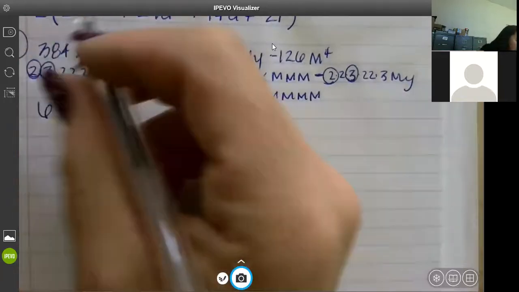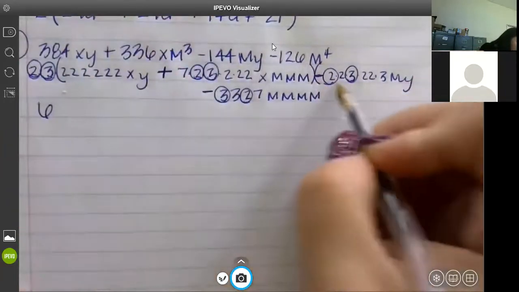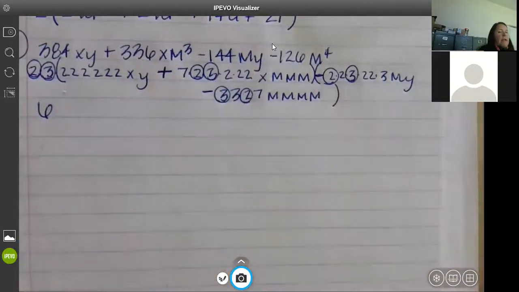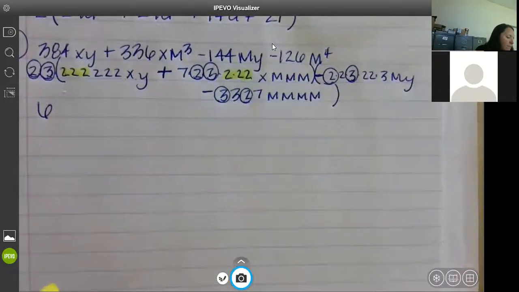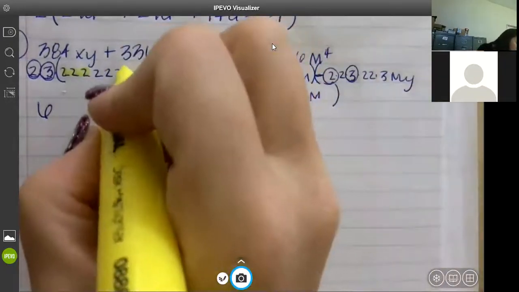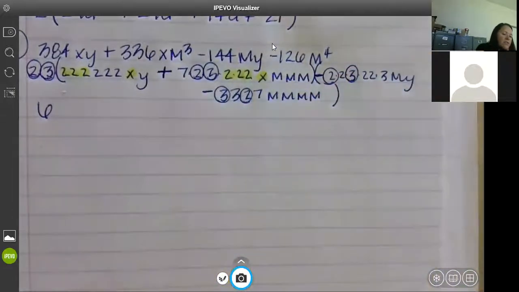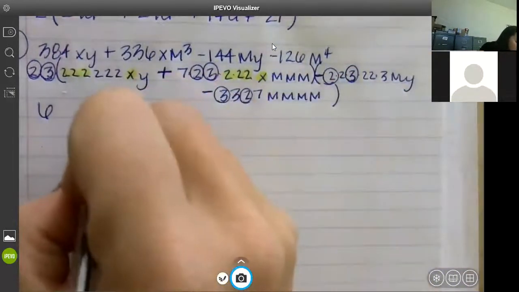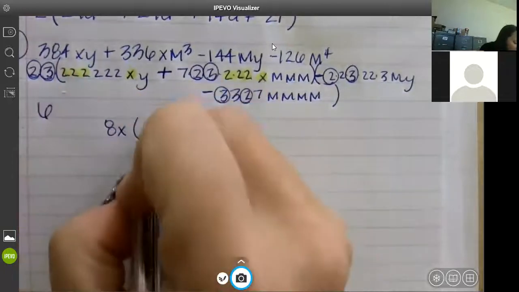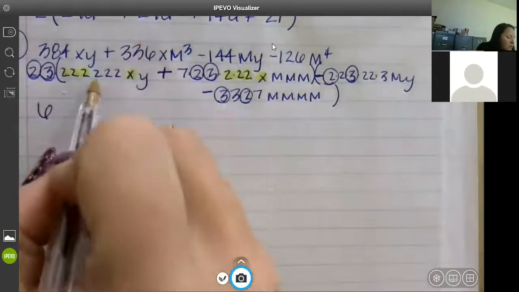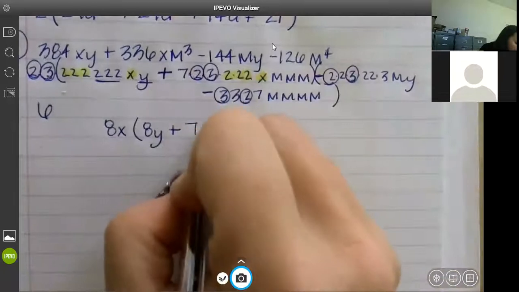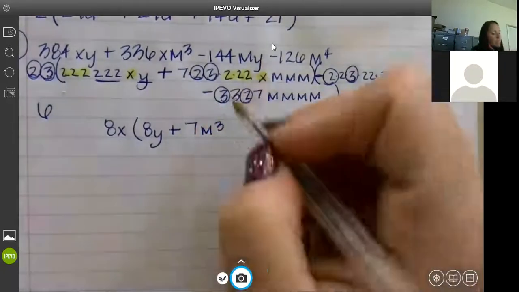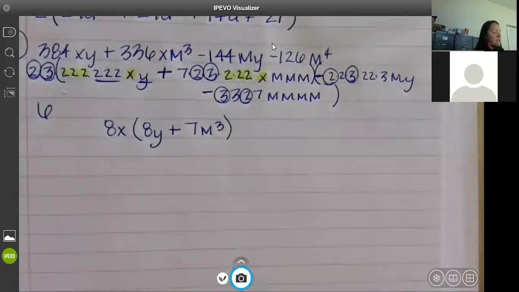You can group your first 2 and your last 2. So in the first 2, I'm going to highlight what they have in common. We have 3 2's. What else do we have in common? And an X. 3 2's and an X is 8x. That leaves me with 8y, 2 times 2 times 2 times y. And then 7 and 3 m's. That's your first one. Let's hope the other set of parentheses looks like that.